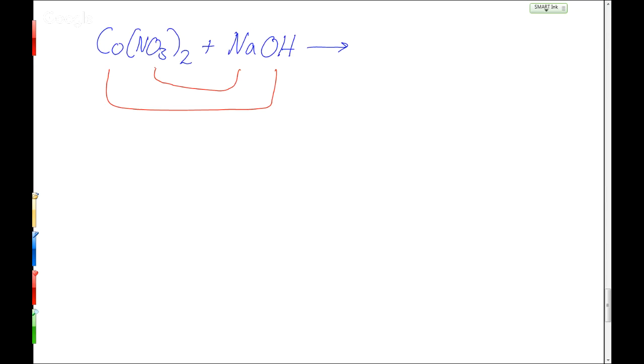There's no combustion. Right, there's no combustion, there's nothing by itself. It's pretty much the only thing left. Another way to look at it is it's two ionic compounds. If two ionic compounds react together, that's a good bet as to what's going to happen.